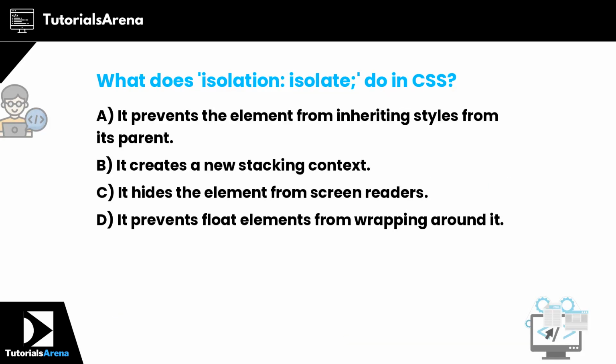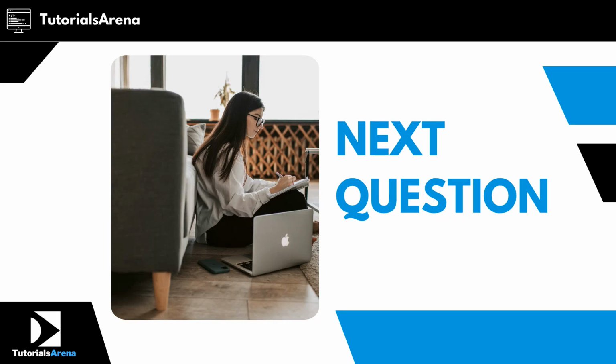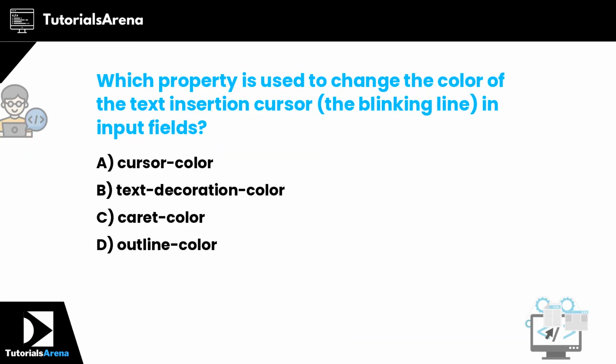What does isolation: isolate do in CSS? The correct answer is option B. It creates a new stacking context. Which property is used to change the color of the text insertion cursor, the blinking line, in input fields? The correct answer is option C, caret-color.